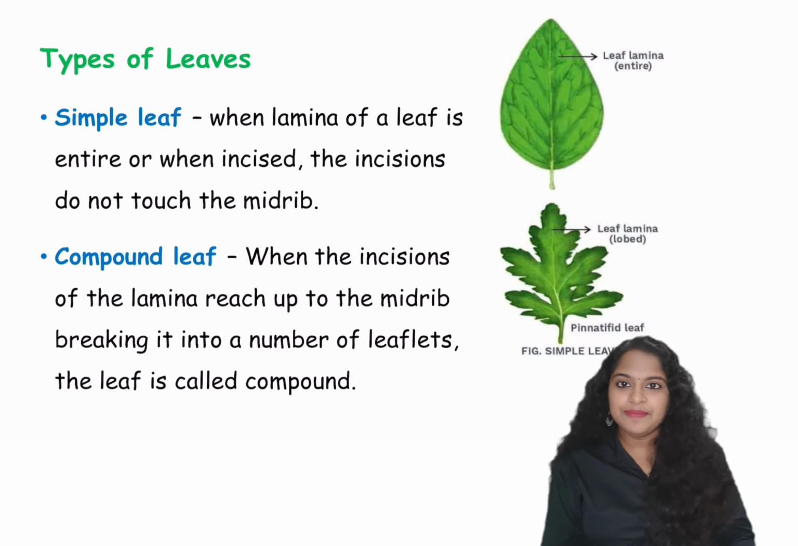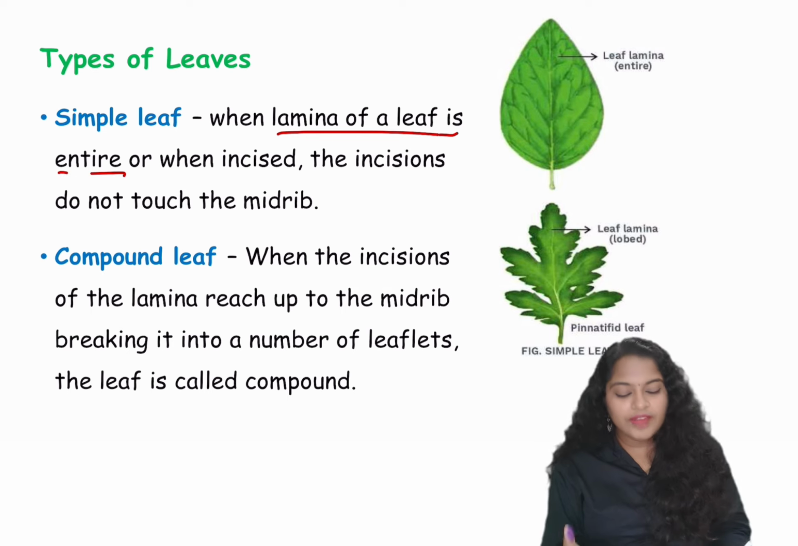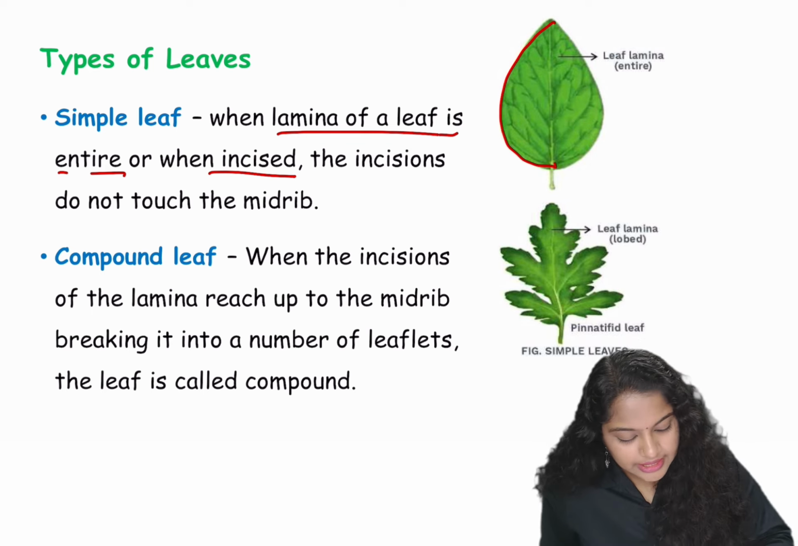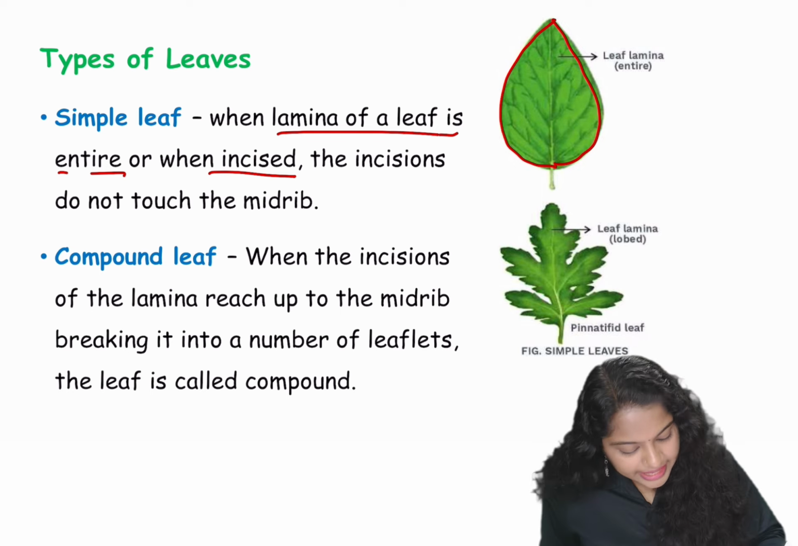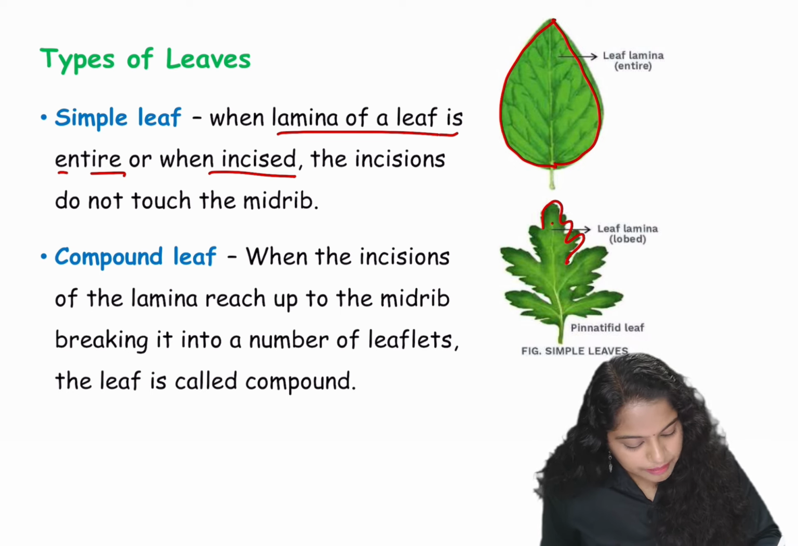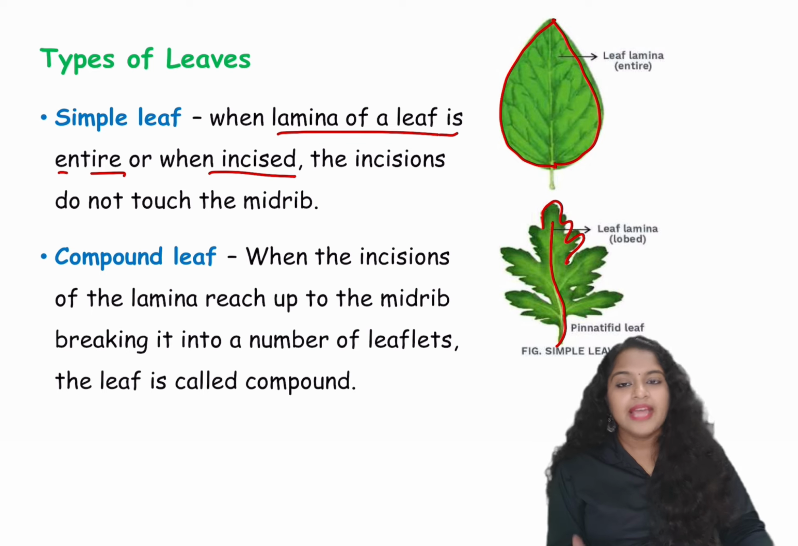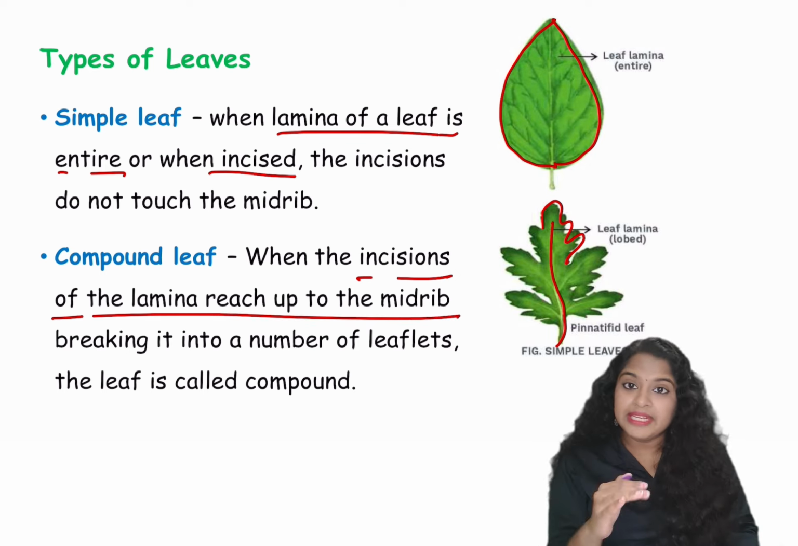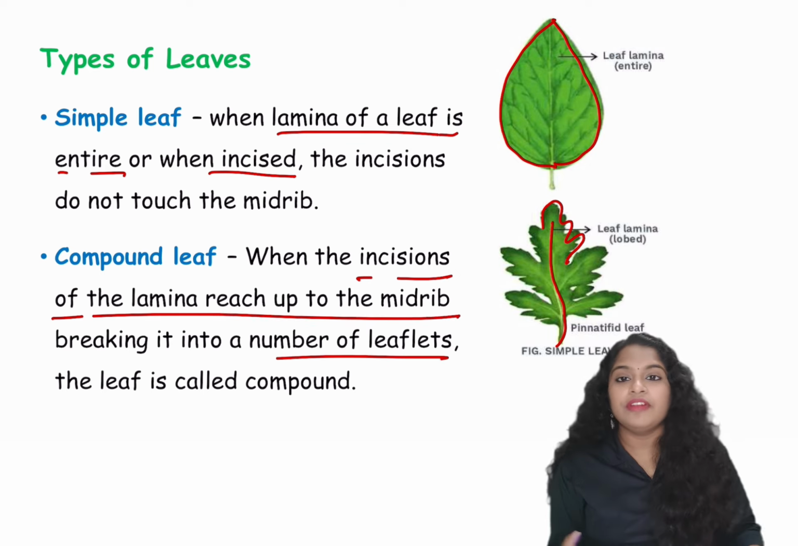Now we will see the types of leaves. There are two types: simple leaf and compound leaf. When the lamina of the leaf is entire, or when it is incised but the incision does not touch the midrib, this type of leaf is called a simple leaf. You can see here the lamina is whole, and in the second diagram the lamina is incised but the incision is not touching the midrib. These are simple leaves. And when the incision of the lamina reaches up to the midrib, making the lamina into a number of leaflets, this type of leaf is called a compound leaf.